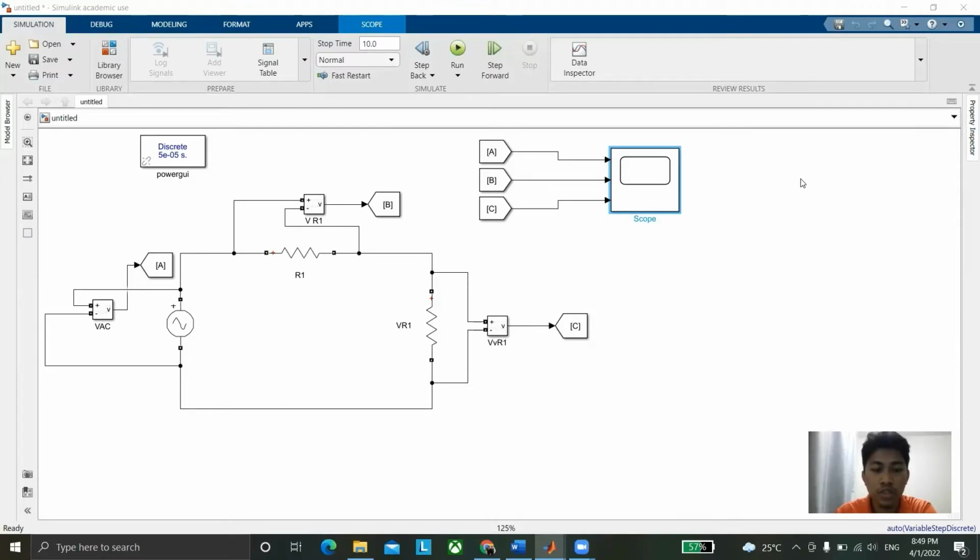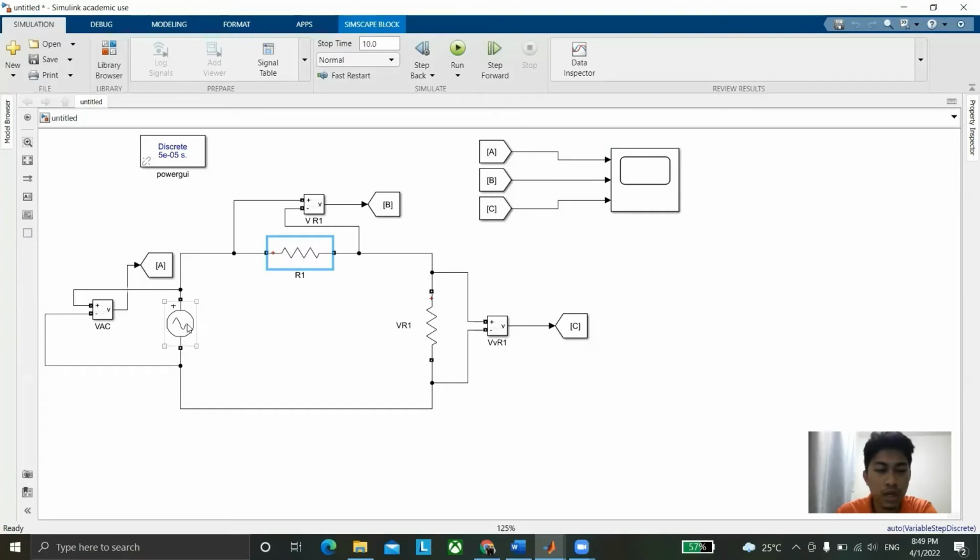And now I will show you the simulation on activity 1 for lab 9, which is AC voltage measurement using oscilloscopes. So in this experiment, we are going to figure the graph for the AC voltage source, the graph of the voltage for resistor 1, and the graph of the voltage for variable resistor 1 here.